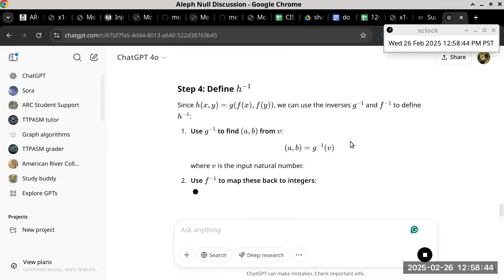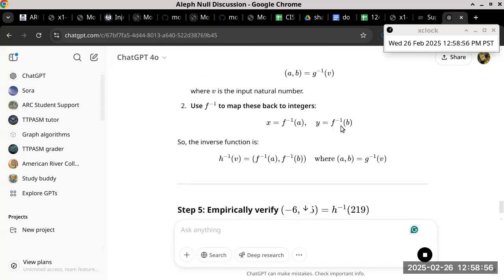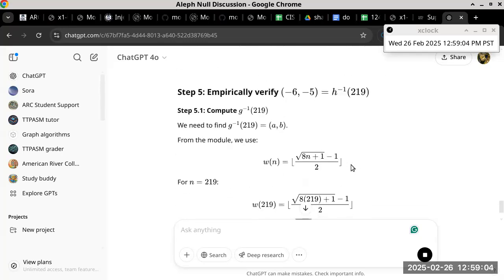Okay. And now we define X inverse. So this is the tricky part, right? I have to read this part to make sure it is correct. It says use G inverse to find A, B from V, and then for each one of the A, B, apply F inverse to find the X and the Y. So it is actually correct. Not bad.